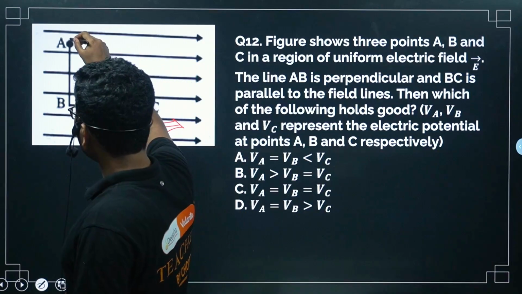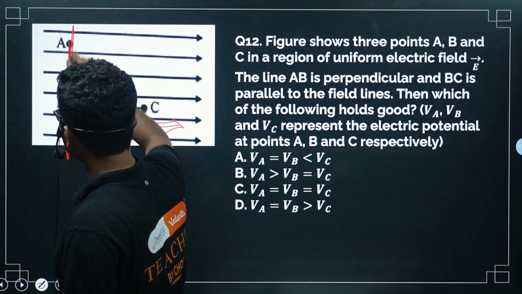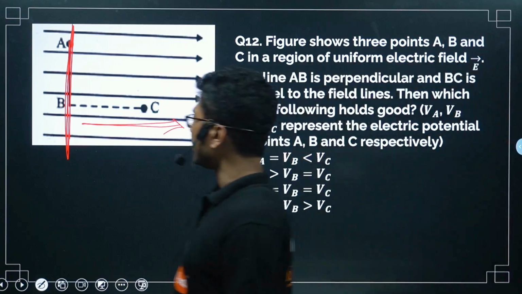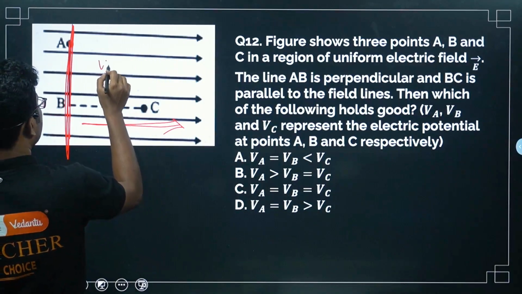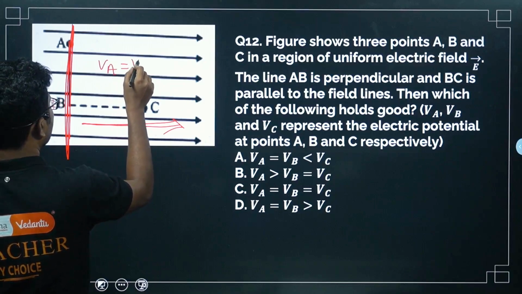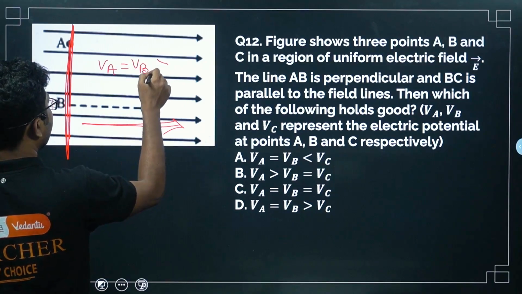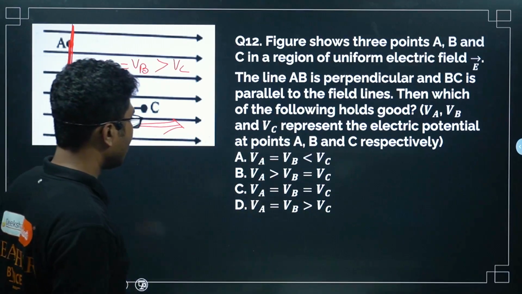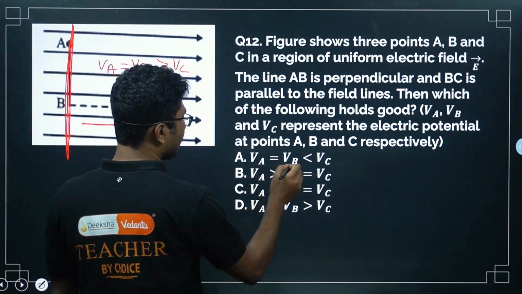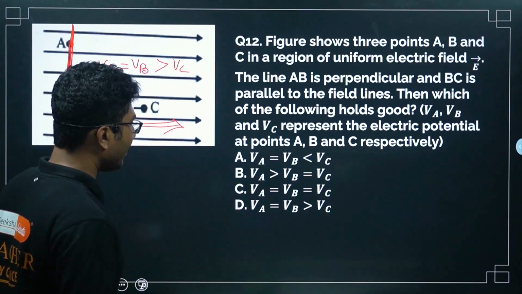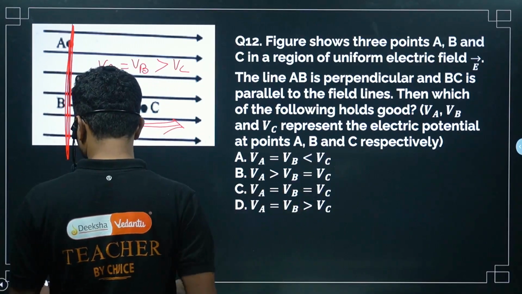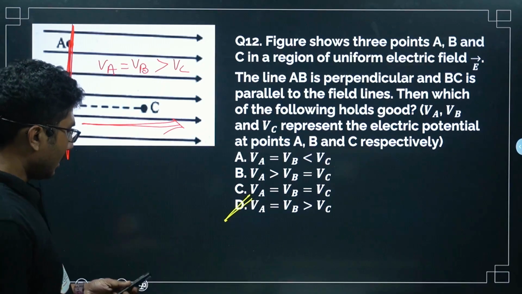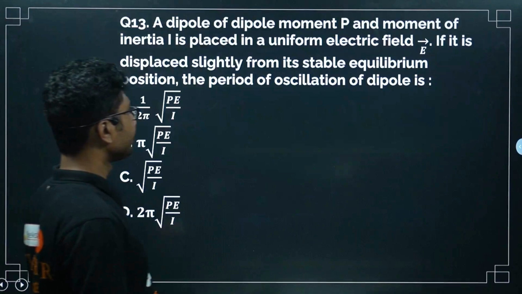When we are considering the same plane, this is called an equipotential surface. Equipotential surface means all points are at equal potential. So VA must be equal to VB, and they both should be greater than VC, because VC is going in the direction of the electric field. So VA equals VB and they are greater than VC. So the correct option is option D. Simple problem, nothing difficult.